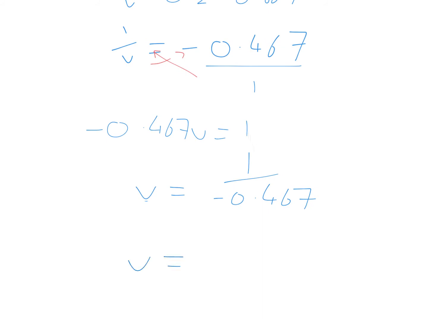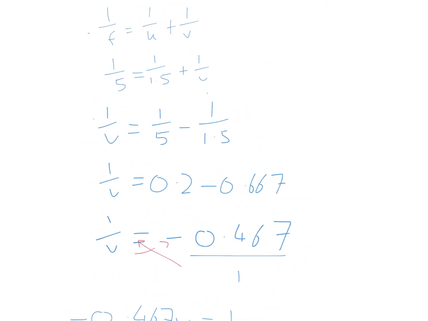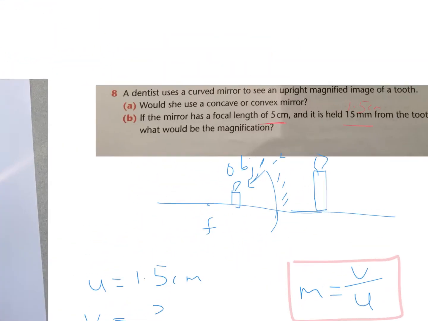This gives us an image distance of minus 2.141 centimeters. Now, I'm very happy with my work here. I've figured out what the image distance is. I'm just going to go back to the question and check that I've actually done what was asked.